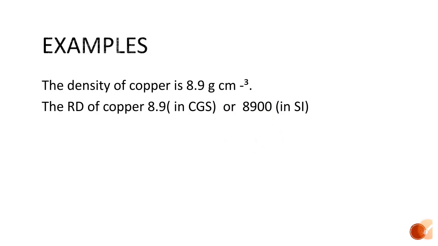So if we take an example, we can clear these things. Like the density of copper is 8.92, but here we have taken 8.9 gram per centimeter cube in CGS. So if it is in CGS, then simply the relative density of copper is the numerical value, that is 8.9. And the relative density of copper in SI unit, this 8.9 is multiplied by 1000, so we have 8900. So this 8900 is the relative density of copper in SI.